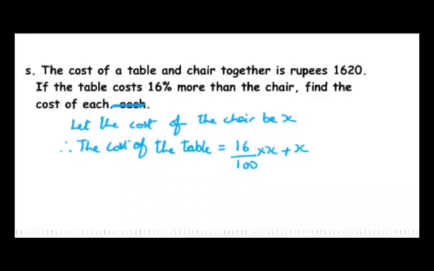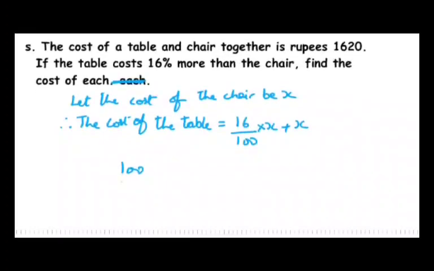16%. I'm going to get 16% and say X is 100. Okay. So if X is 100, what is the cost of the chair, of the table now? This is the cost of the chair. So what's the cost of the table? 16% of 100. So 16, is it going to be 16 rupees? No, it is 16 rupees more than this cost of chair, which is 100. So it's going to be 116. Correct?